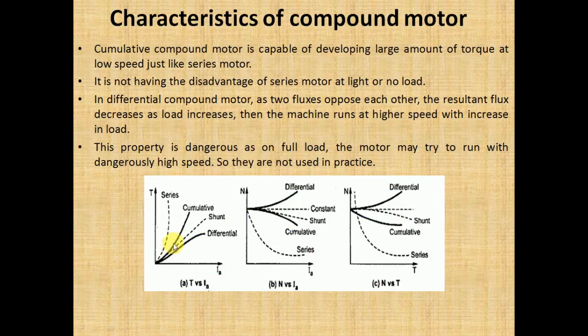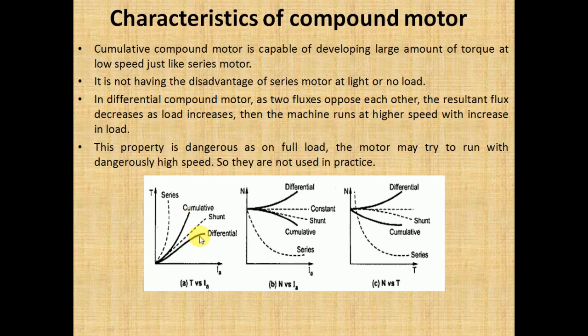The characteristics of the cumulative compound DC motor lie exactly in between those of the series motor and the shunt motor. Just like the series motor, the cumulative compound DC motor has the ability to develop a large amount of torque at very low speeds. But the best part is, the cumulative compound DC motor can be made to run at either light load or no load condition. This is because of the shunt winding present in the cumulative compound DC motor.